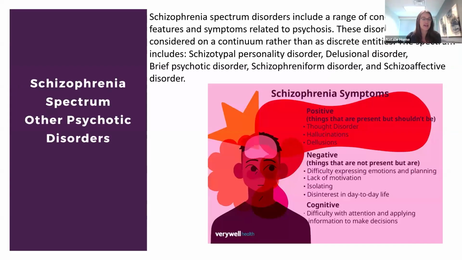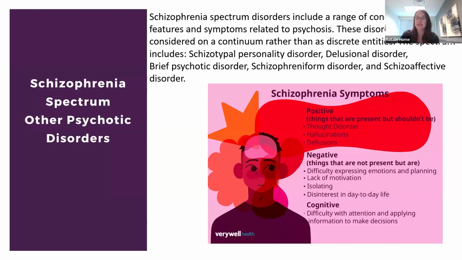Then going into our schizophrenia spectrum and other psychotic disorders. So here we have a variety of different disorders that are considered to be on a spectrum instead of discrete individual diagnoses, such as schizotypal personality disorder, delusional disorder, brief psychotic disorder, schizophreniform, schizoaffective, and schizophrenia. And regardless of where on the spectrum it falls, these disorders are characterized by positive, negative, and cognitive symptoms. For our positive symptoms, these are things that are present that should not be there, such as thought disorders, hallucinations, delusions, paranoia.